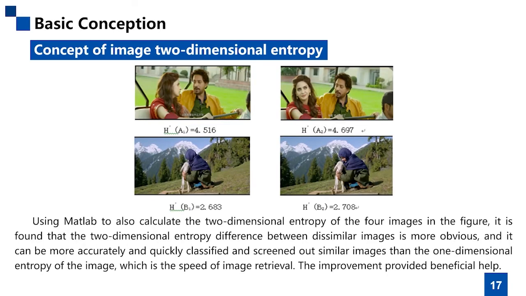Using MATLAB to also calculate the two-dimensional entropy of the 4 images in the figure, it is found that the two-dimensional entropy difference between dissimilar images is more obvious, and it can screen out similar images more accurately and quickly than the one-dimensional entropy of the image, which provides beneficial help for improving the speed of image retrieval.